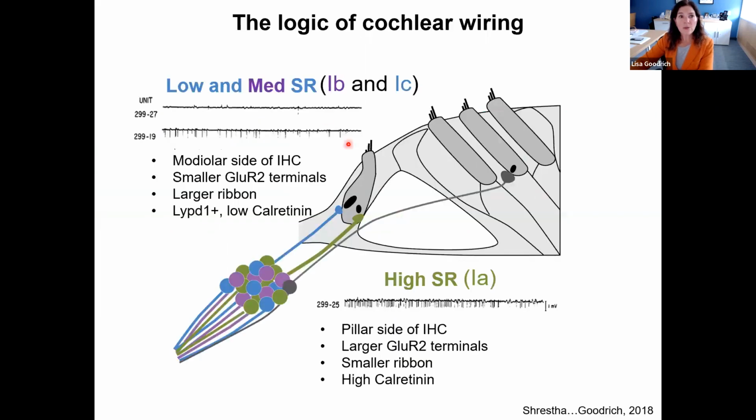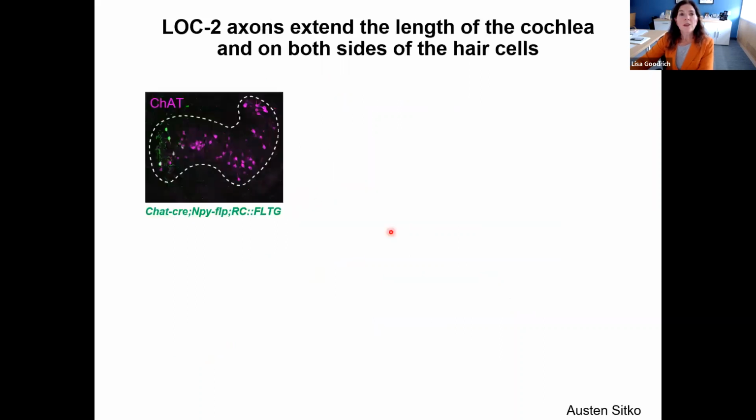So to remind you, we have three different types of spiral ganglion neuron projections that are segregated along the modiolar-pillar axis. And so we can now use, for example, differential expression of calretinin to look at the different subtypes of SGNs and ask, how do these LOC2 axons interact with those different subtypes underneath the inner hair cells? So we can use this genetic labeling and first look to see where these projections are in the cochlea.